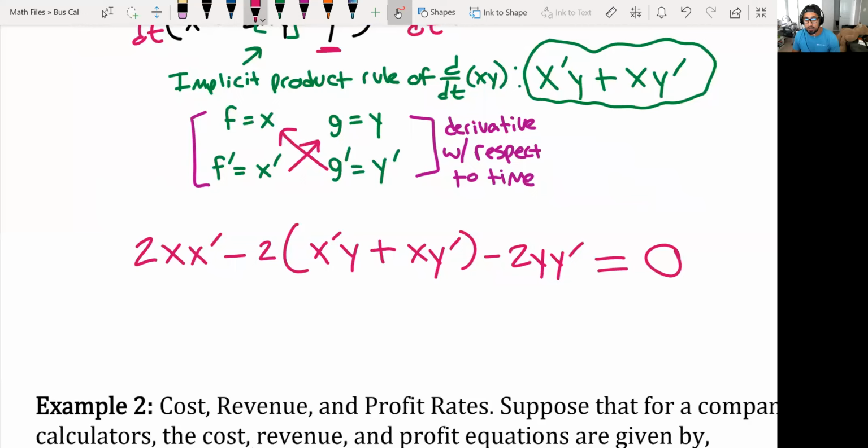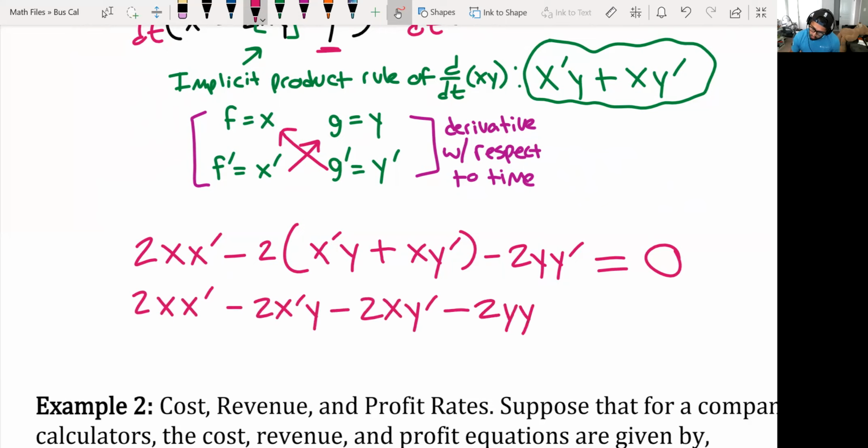So first thing is, let's distribute that negative 2. So we'll have 2x x prime minus 2x prime y minus 2x y prime minus 2y y prime equal to 0.